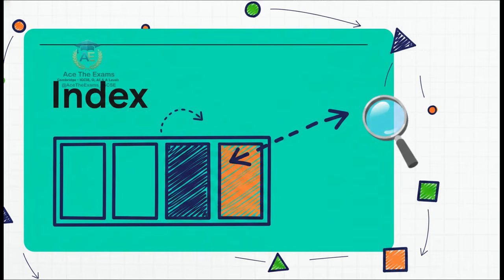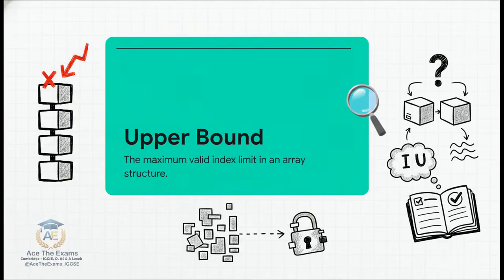If you say the algorithm utilizes the array index to directly access the element in O(1) time, you get a massive green check mark. That is the perfect angle. Moving to the next crucial term, the upper bound. The upper bound is defined as the maximum valid index limit in an array structure.